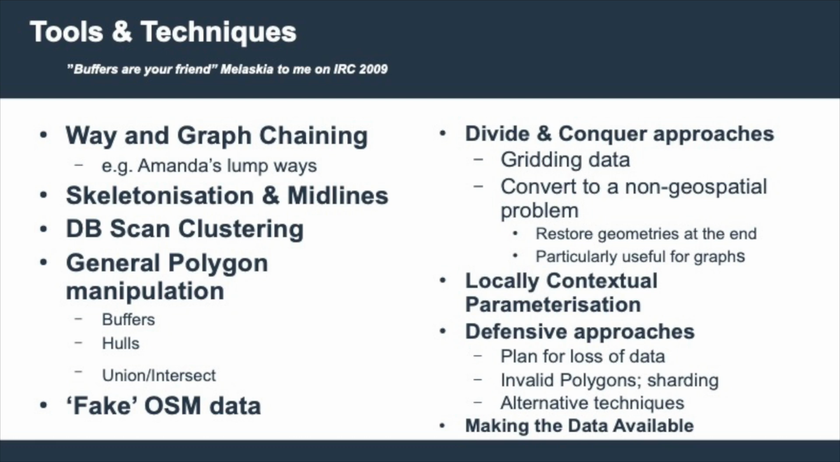DBSCAN clustering offers a plethora of different ways to solve many of these problems. We also need to do lots and lots of manipulation of polygons, not just buffering holes. And one thing, you may want to transform that data so it looks like existing OSM data, so we can use the two data sets together.